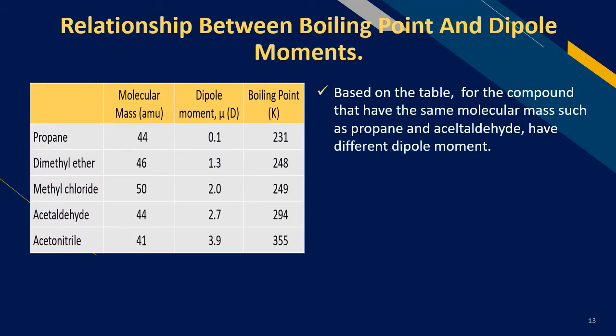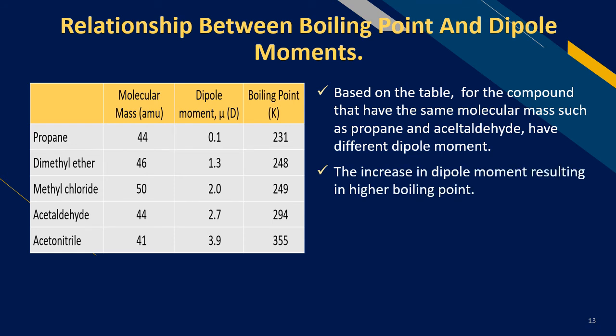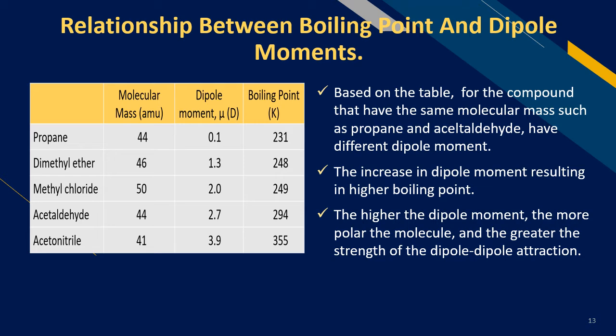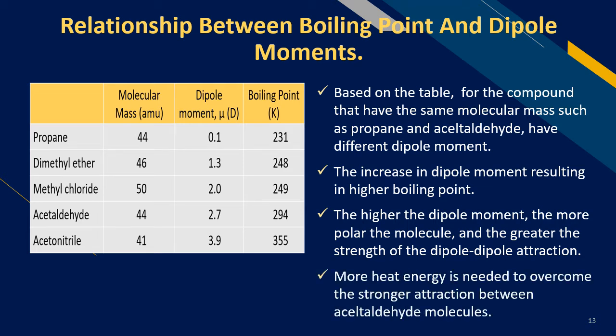Based on the table, the compounds that have the same molecular mass, such as propane and acetaldehyde, have a different dipole moment. The increase in dipole moment results in a higher boiling point. The higher the dipole moment, the more polar the molecule, and the greater the strength of the dipole-dipole attraction. Therefore, more heat energy is needed to overcome the stronger attraction between the acetaldehyde molecules.